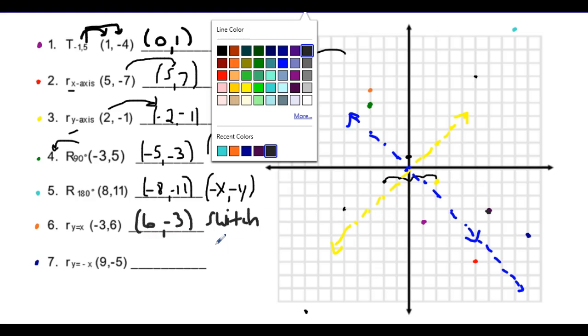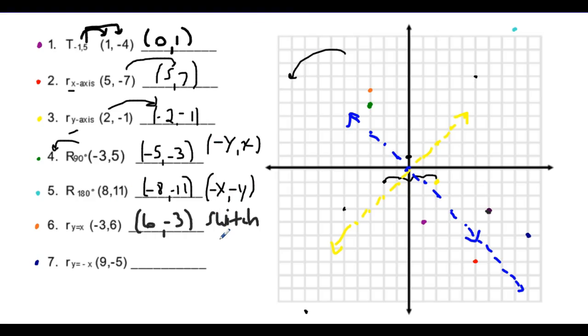So the rule here, since it's y equals -x, it's almost like y equals x. Except, since there's a negative, not only am I going to switch, but I'm going to negate as well. So I'll write it down. We're going to switch and negate. I don't want to confuse you with the word negate, but that just means change the signs.